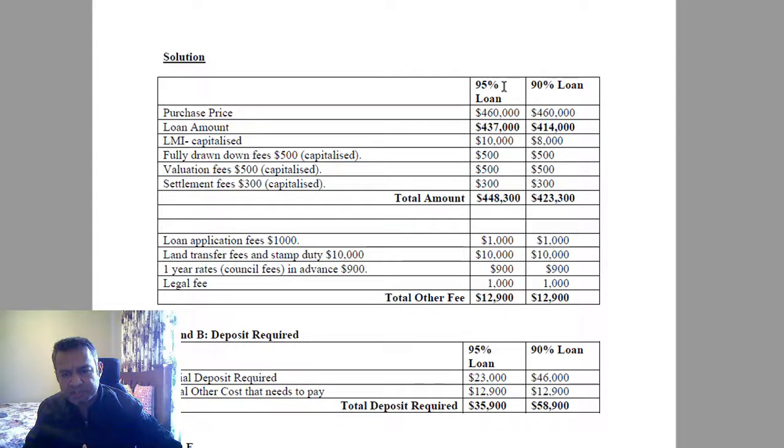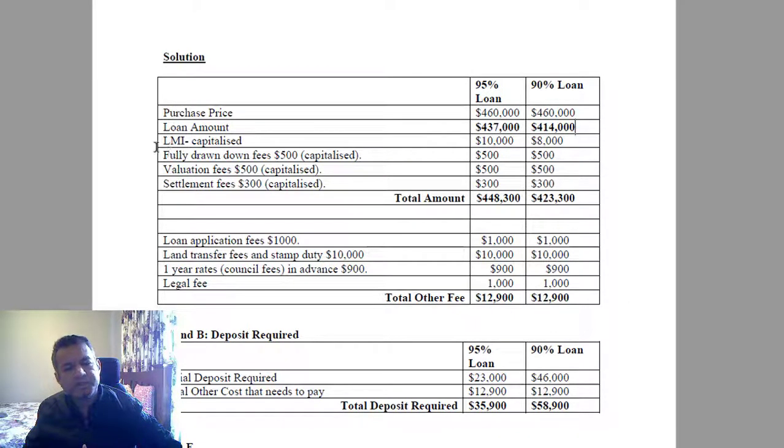So here we have the 95% loan amount and 90% loan amount. Now the purchase price in both cases will remain the same, which is $460,000. So we will put $460,000. If you're taking a 95% loan, then we'll be borrowing 95% of the purchase price. If you're taking a 90% loan, then we'll be borrowing 90% of the purchase price, which is $437,000 and $414,000.